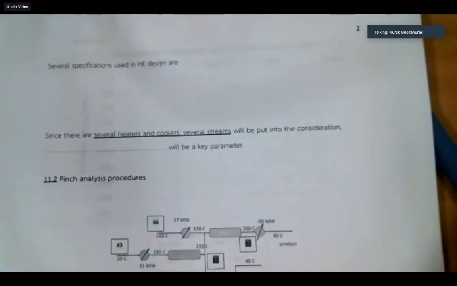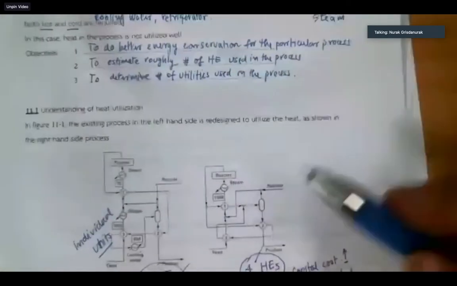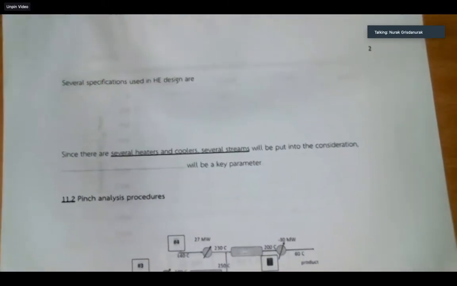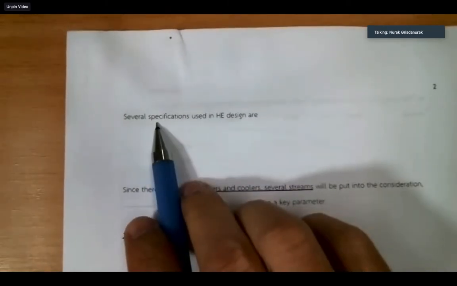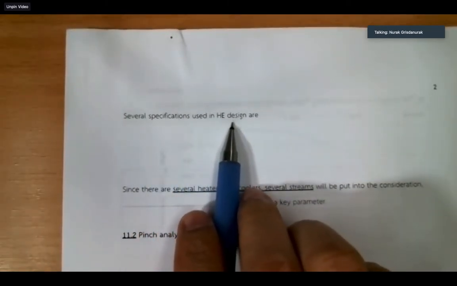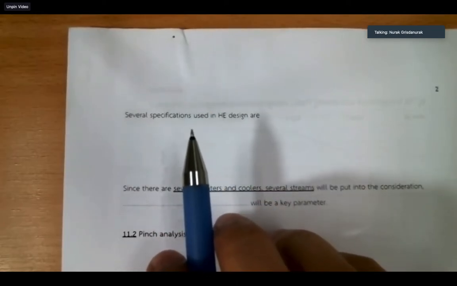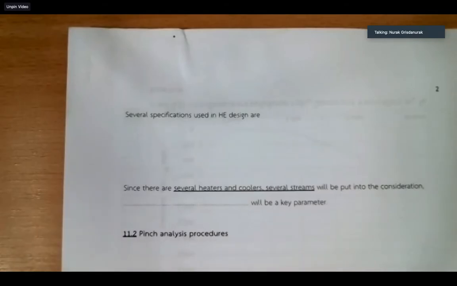Now, the problem is how can we... we are talking about heat exchangers, right? We are talking about heat exchangers. Let's get back to the heat exchanger a little bit. Several specifications are used in heat exchanger design. What are they? What are the parameters used in heat exchanger design? Of course, you need UA, right?